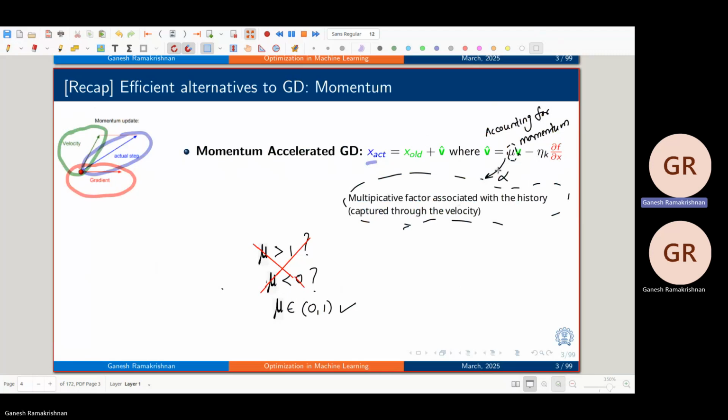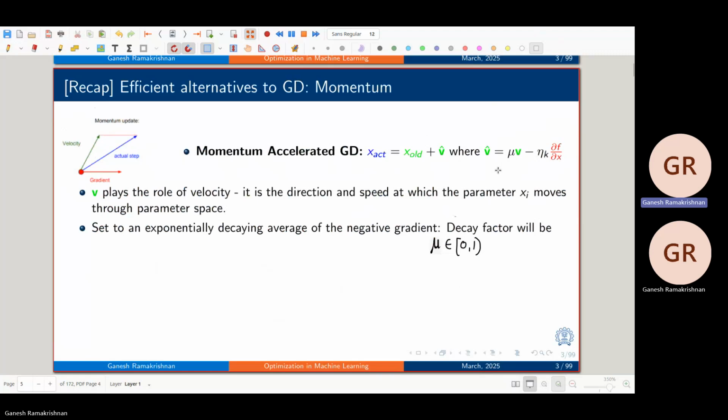So as we can see here, this multiplicative factor should give diminishing importance to the history. And therefore, we had argued that mu should be between 0 and 1. Obviously, if it is 0, then there is no history at all. But it should be less than 1. And this mu we call the decay factor.